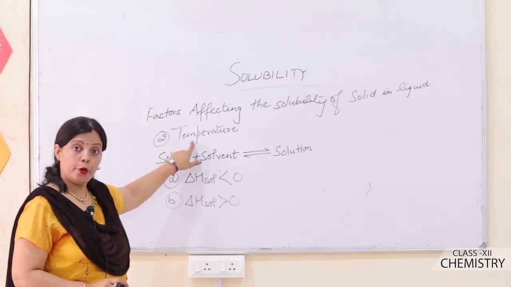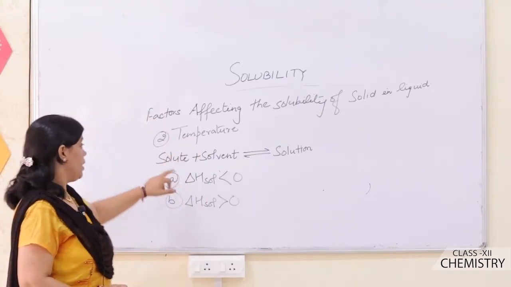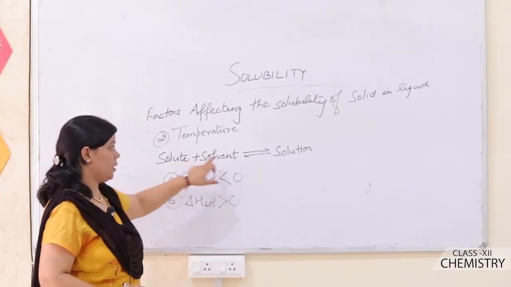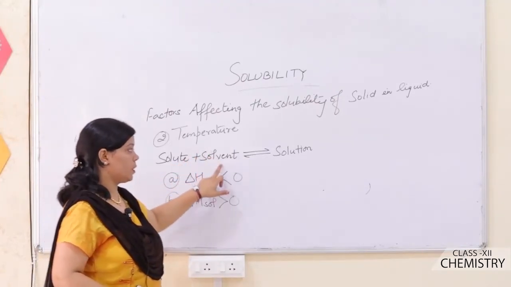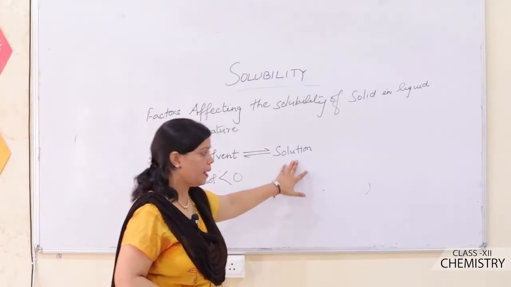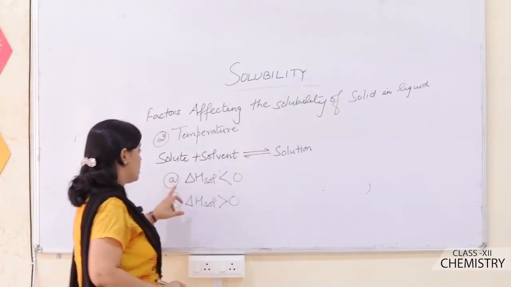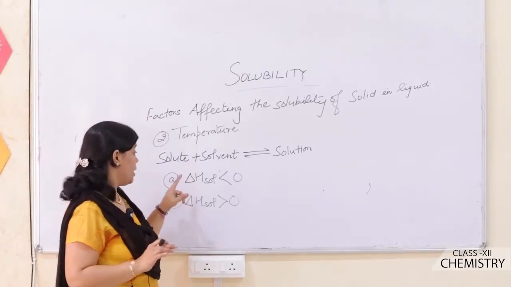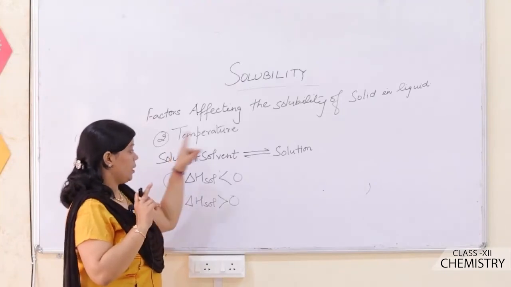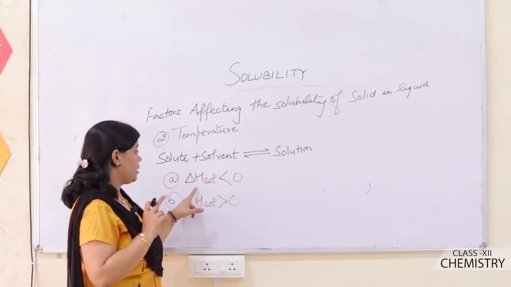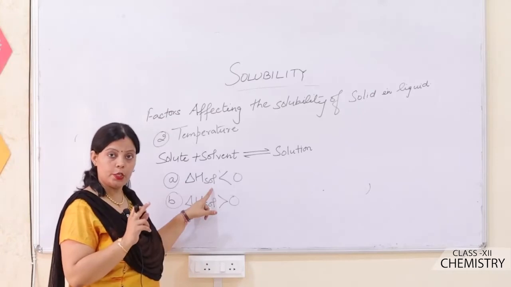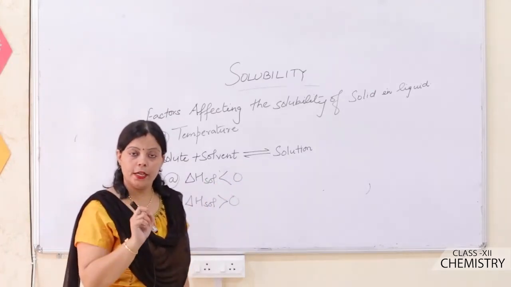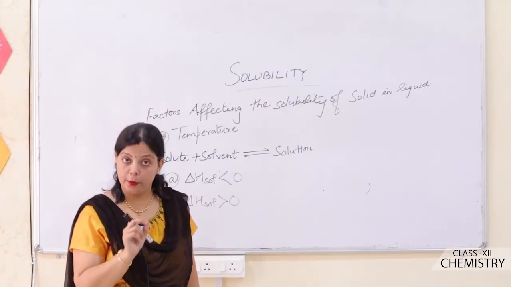Temperature also plays an important role in the dissolution of a solid in a liquid. This is the explanation which shows the solubility of a solid in the solvent. When this solute is dissolved in the solvent, it results in the formation of a solution and an equilibrium is established. The first condition, how the temperature affects the solubility of a solid: when a solute is dissolved in a solvent and the total change in enthalpy during the dissolution process is less than 0, it means the dissolution of a solid in liquid is exothermic in nature.